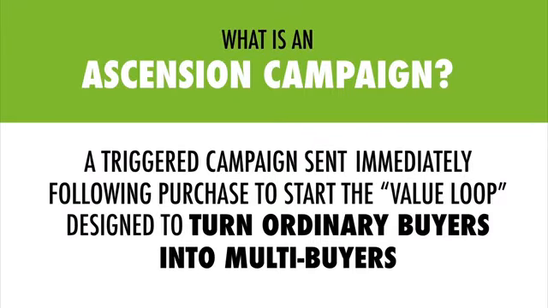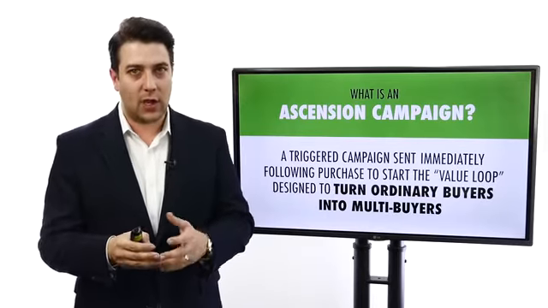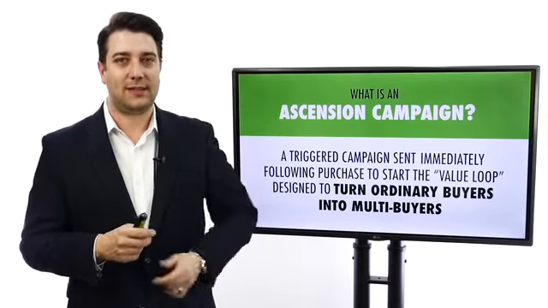The next campaign is the Ascension campaign. Now, an Ascension campaign is again a triggered campaign sent immediately following, usually, a purchase to start what we call the value loop. The value loop. So it's designed to turn ordinary buyers into multi-buyers. So if you're following through each of these segments, think of it like this.